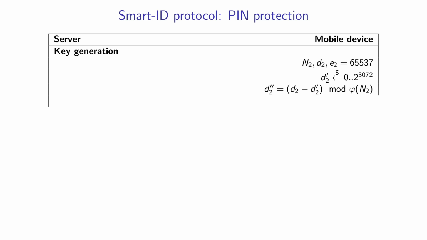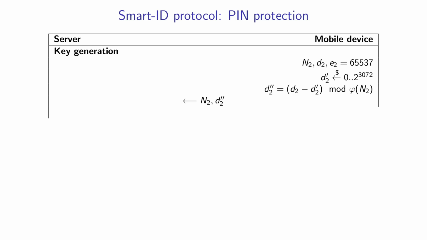What is important to observe is that these two private exponent shares, D2 prime and D2 double prime, individually provide no information about the private exponent D2. You can actually see that these two numbers are basically both random. Only by having both of them, it is possible to add them together and recover the private exponent D2.